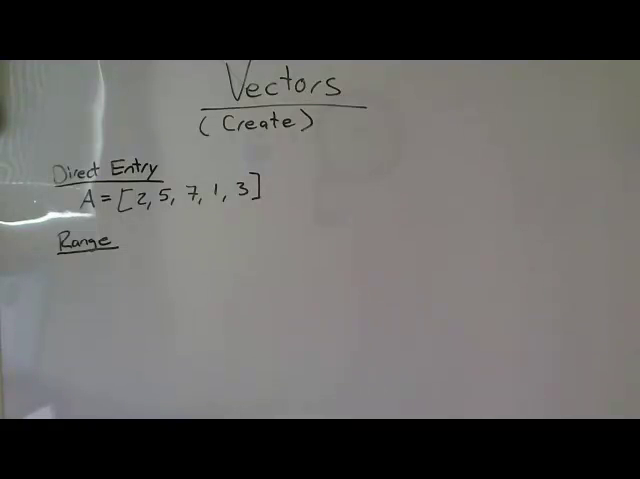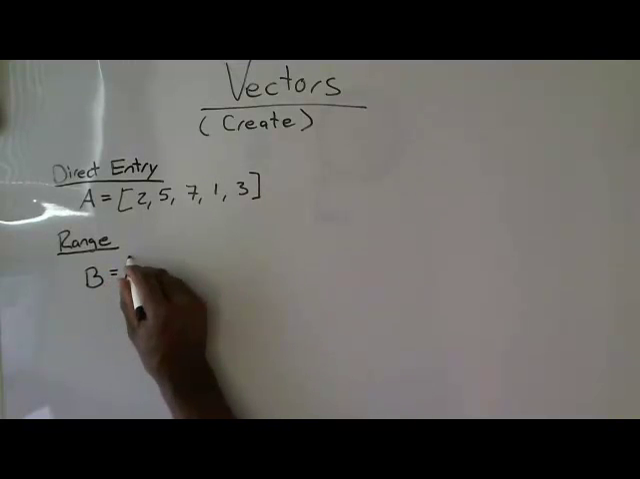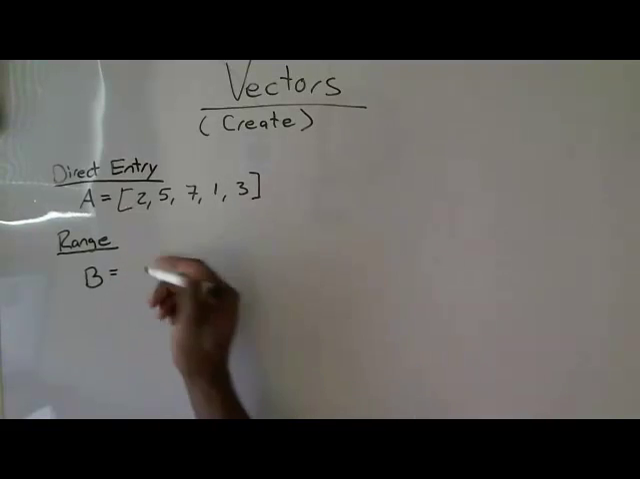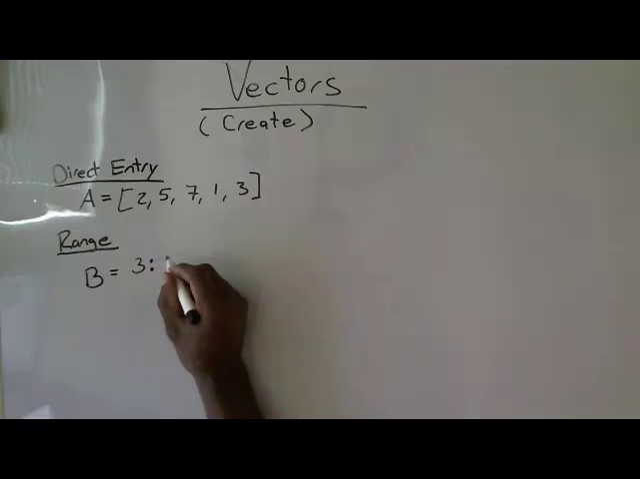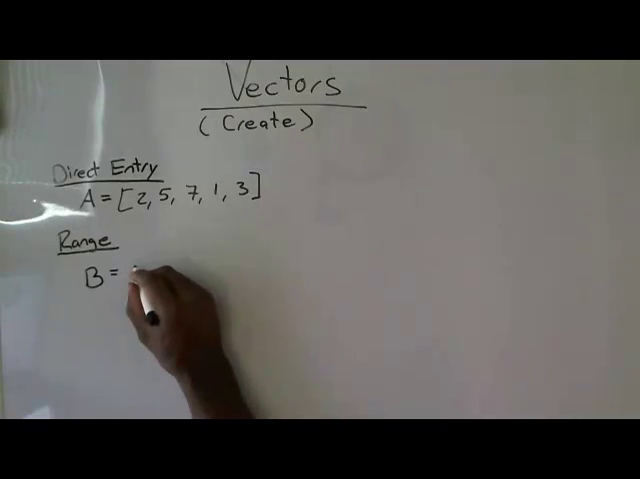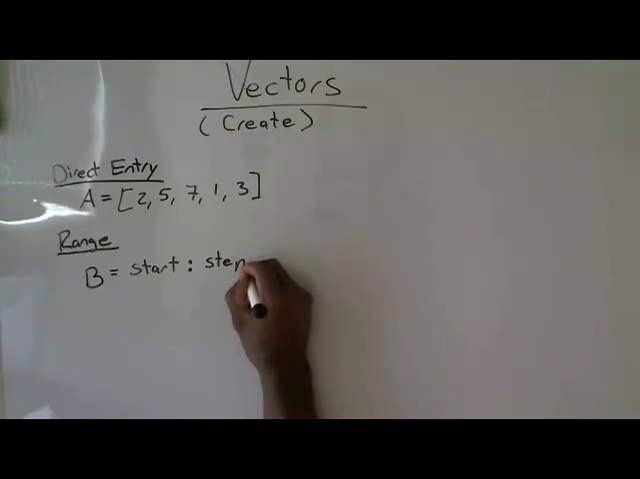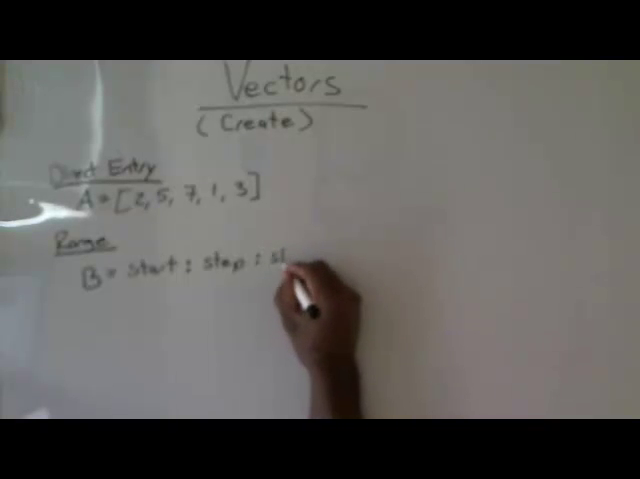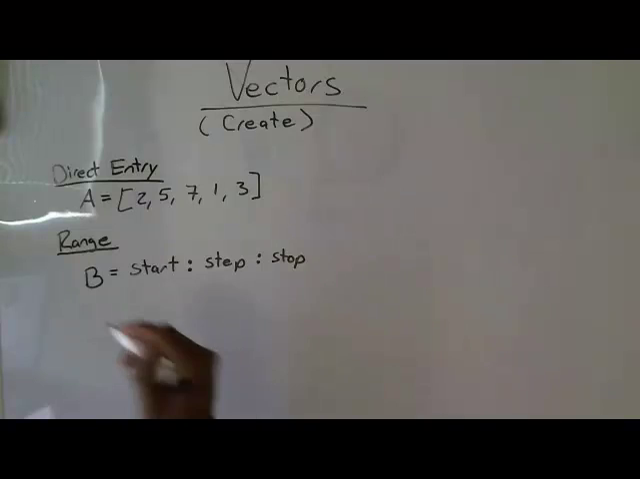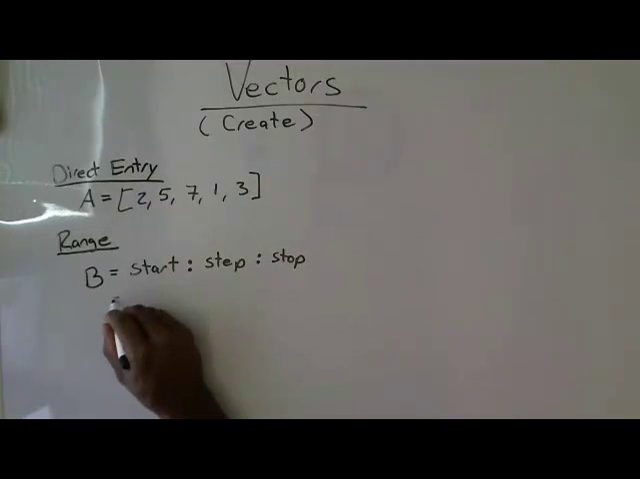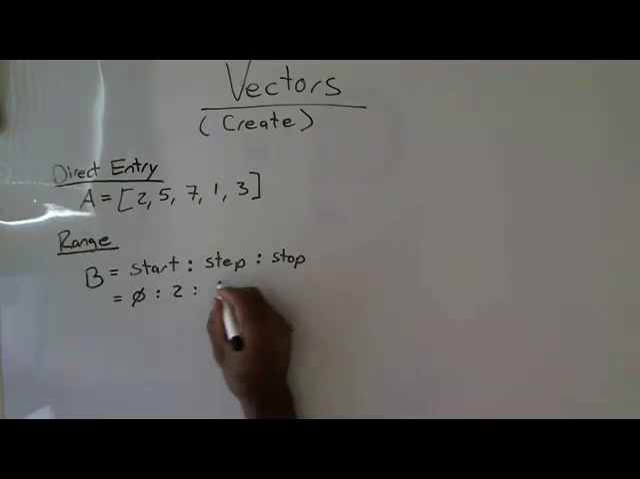It has a couple of forms, but its general form, if I'm going to do vector B, is start:step:stop. An example would be: create a vector B equals, start at 0, step 2, stop at 10.